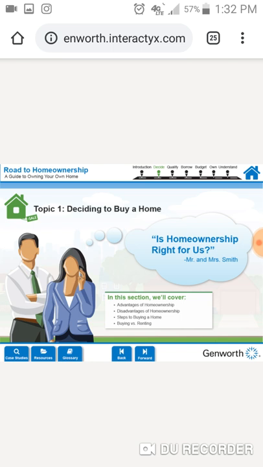Is home ownership right for us? In this section, we'll cover advantages of home ownership, disadvantages of home ownership, steps to buying a home, and buying versus renting. Just as a quick preface, the buying versus renting section will be a calculator. So instead of us going through it, we advise you to access the calculator yourself. That way you can put your own numbers in and see what works for you. But we will not go through the calculation of that. All right, let's proceed.